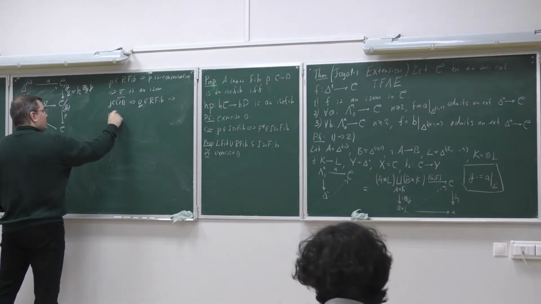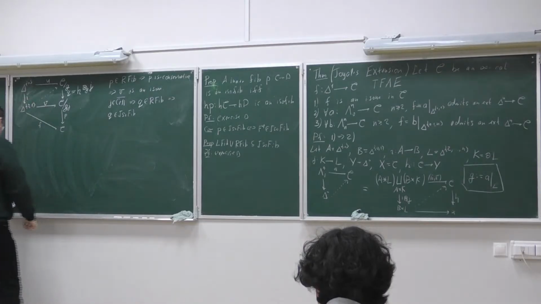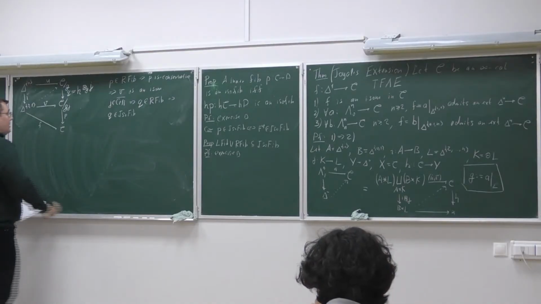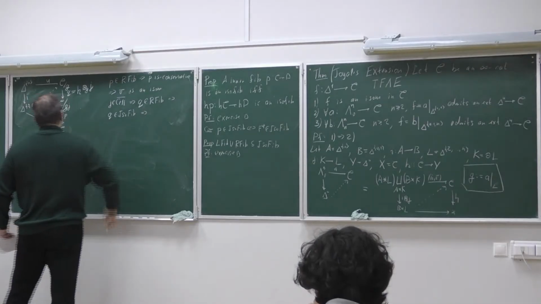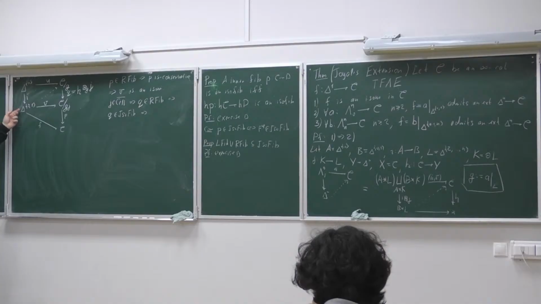And now I need to use that any right fibration is an isofibration. So Q is an isofibration. Right. So Q is an isofibration, and hence, now this is a lifting problem, right? So this is a lifting problem exactly as in the definition of isofibration.